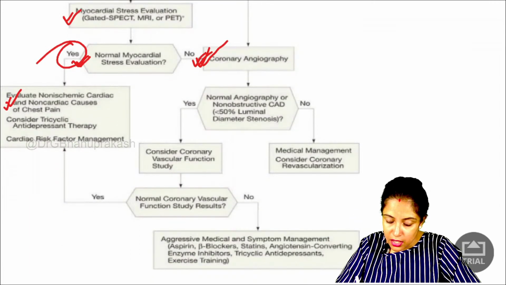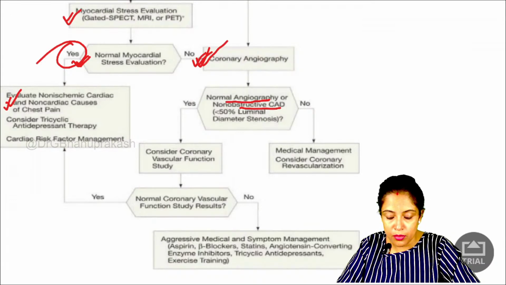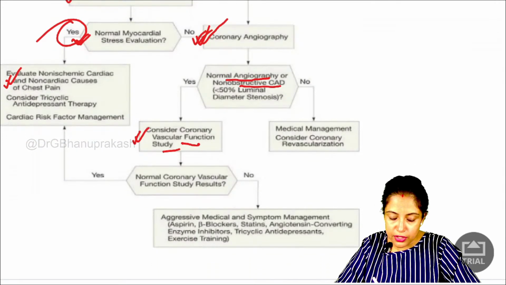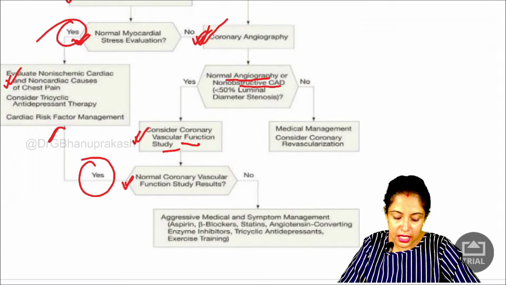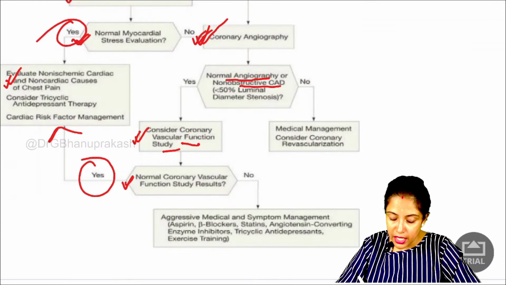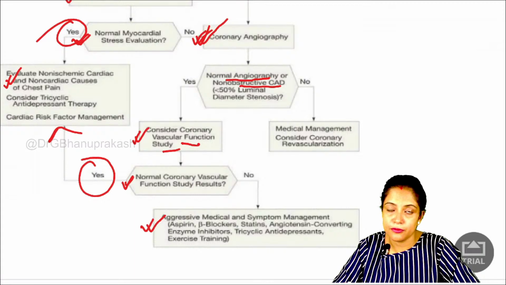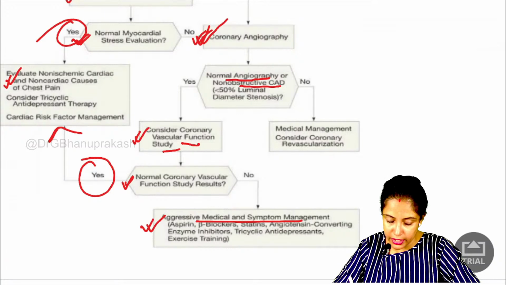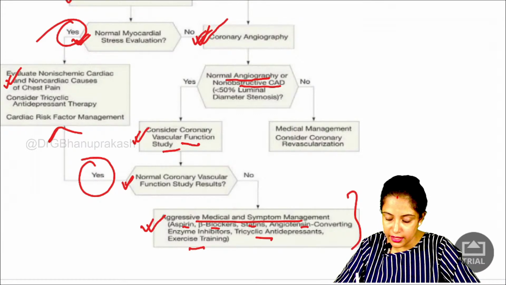If the coronary angiogram is normal or shows non-obstructive CAD, then you consider a vascular function study. If the vascular function study is also normal, then again you evaluate for non-cardiac causes. If the vascular function study is abnormal, then you give aggressive medical and symptomatic management for microvascular angina: aspirin, beta blockers, statin, ACE inhibitors, tricyclic antidepressant treatment. These are the management protocol for microvascular angina.